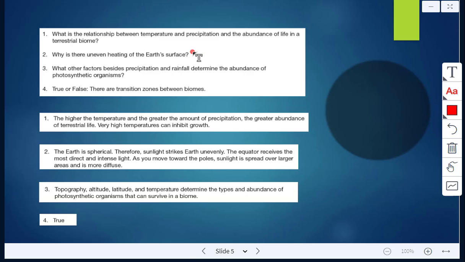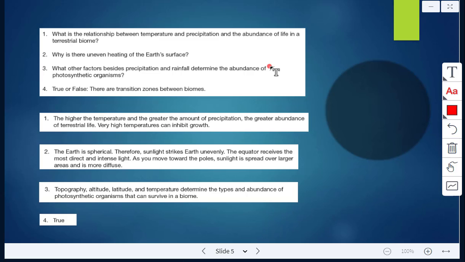Question 2, why is there uneven heating of the Earth's surface? So that has to do with the Earth being spherical. Because it's spherical in shape, sunlight strikes Earth unevenly. The equator receives the most direct and intense light. Then as you move towards the poles, sunlight is spread over larger areas and becomes more diffuse.